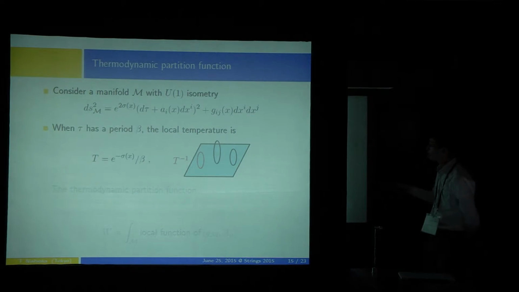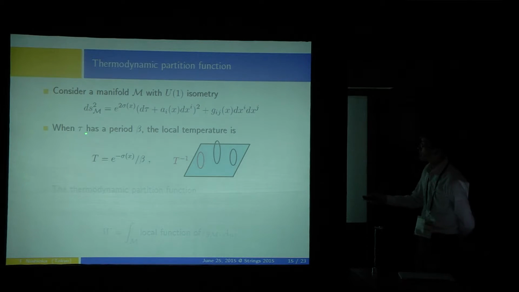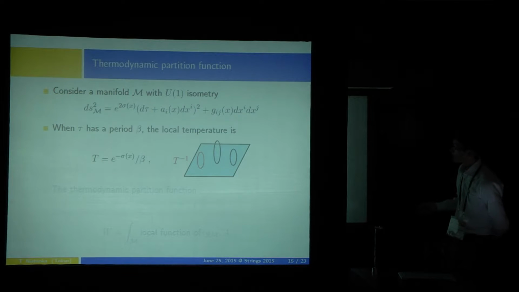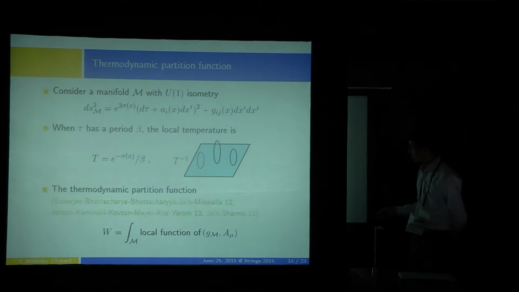These blue sheets represent the base space, and you have a tau direction fibered over it at each point. If tau has a period beta, then you can define a local temperature, because this circle is fibered at each point. So it is a local temperature. And people have extensively studied the thermodynamic partition function on such a space, and probably some of the authors are in the audience.